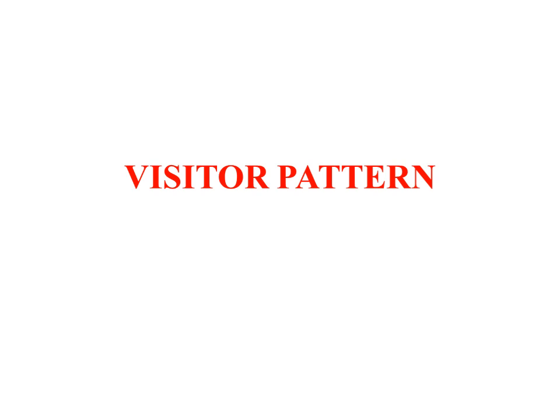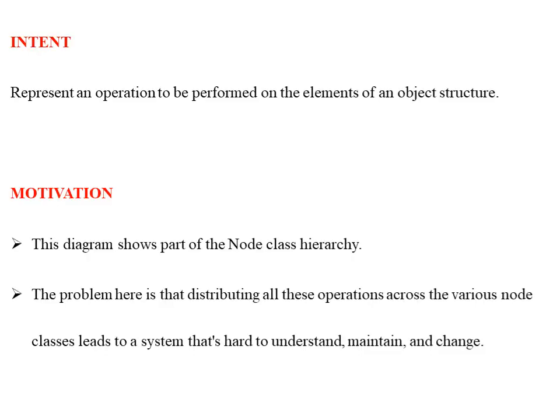Next, coming to the normal procedure, the first one is intent. Intent represents an operation to be performed on the elements of an object structure. I already told you, it is an operation which is performed on the elements of an object structure. If you perform any operation between the elements like A and B, A is one element, B is another element, so the operation is visited between these two elements A and B. Then A plus B is the object structure.